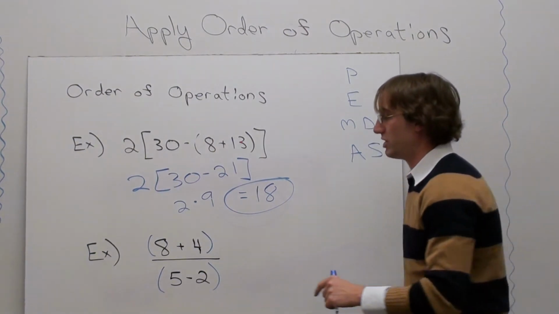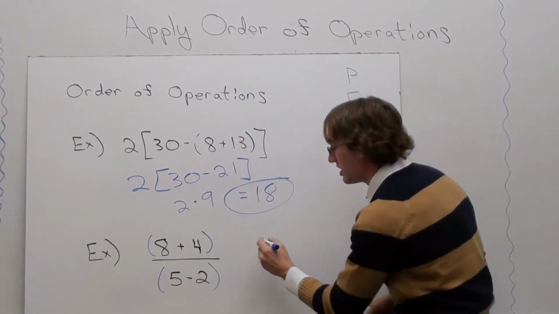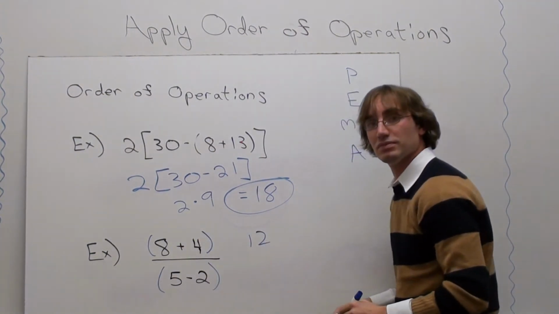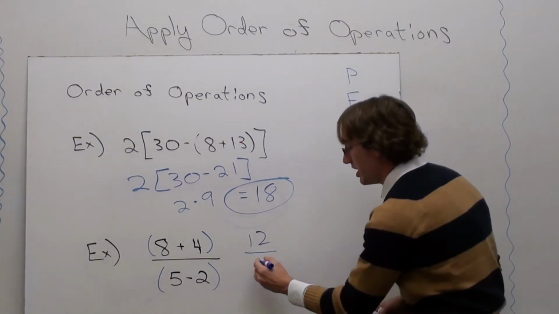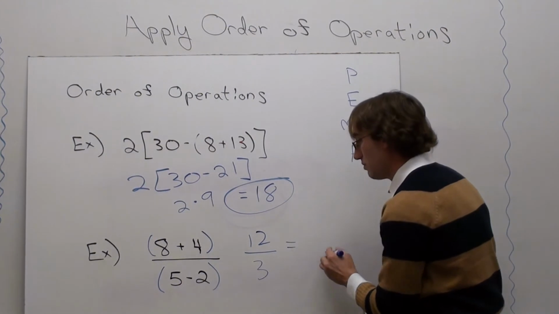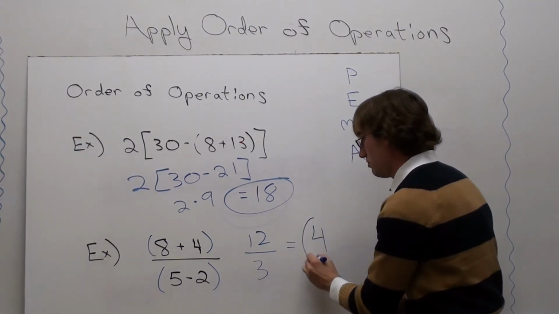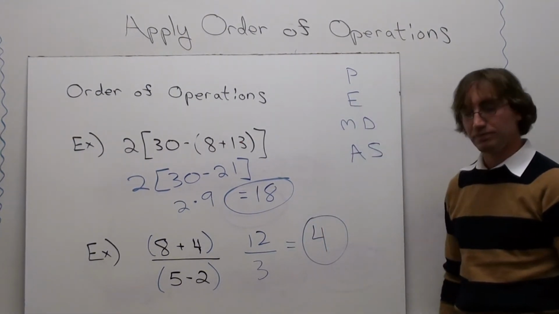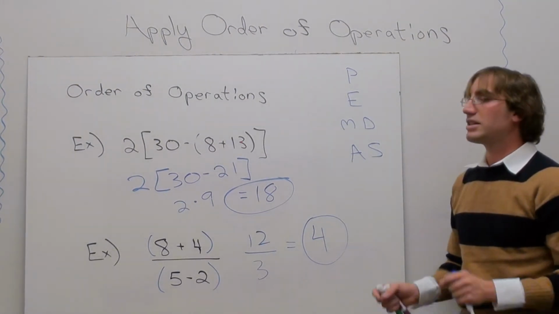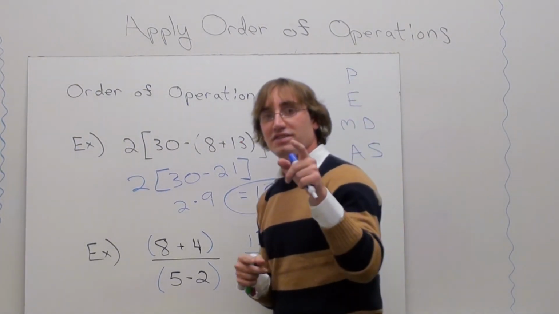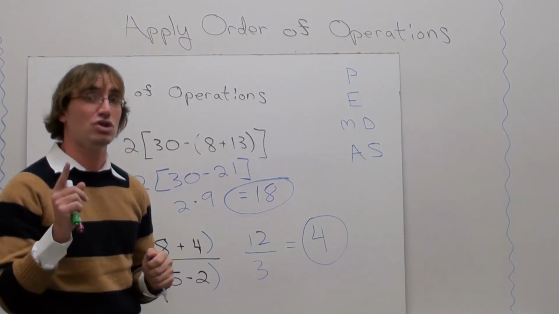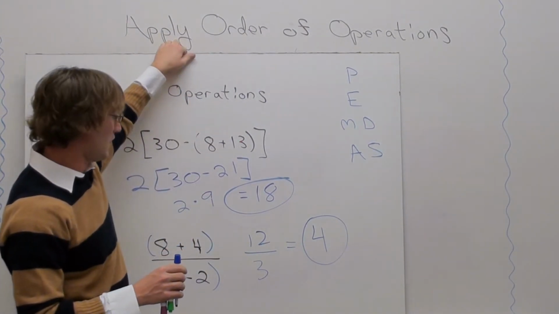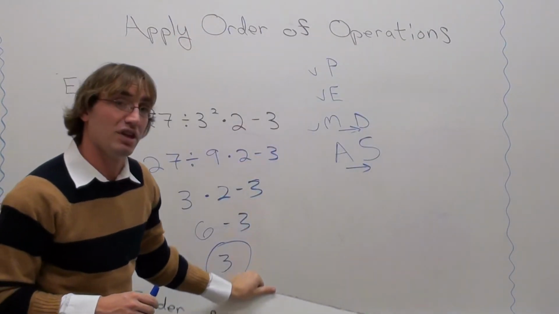So let's take care of this. 8 plus 4 in this set of parentheses is 12. 5 minus 2 in this set of parentheses is 3, which is 4. Let's combine everything that we know. That's evaluating with variables and using order of operations to see if you can do this next problem. And hopefully, with that said, everything will be great.